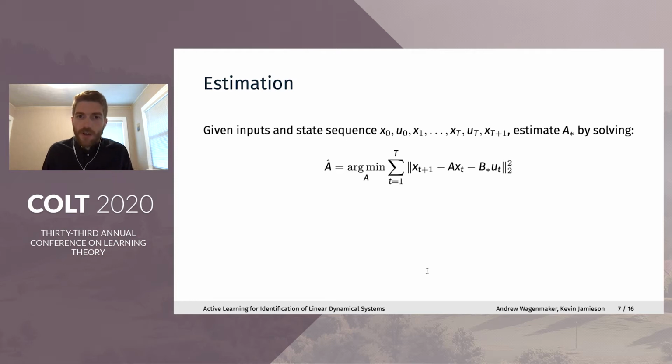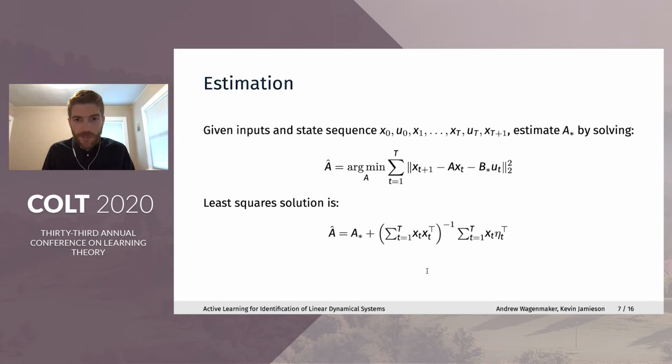So let's say we're given some sequence of states and inputs that were generated from a trajectory of our dynamical system. Then we're going to estimate A star by simply solving a least squares problem. So again, remember, B star is known. And so we're just going to find the A that minimizes the least squares cost from our observed data.